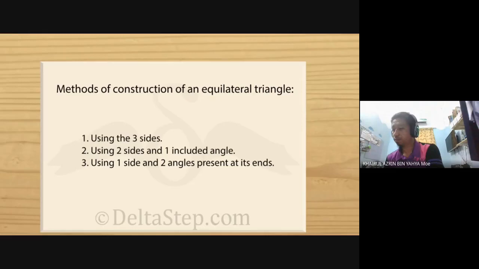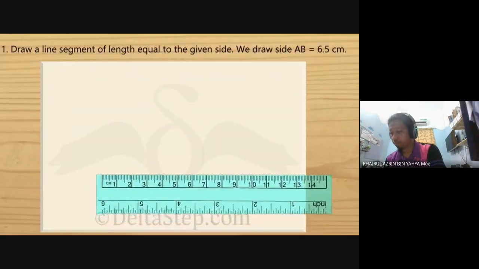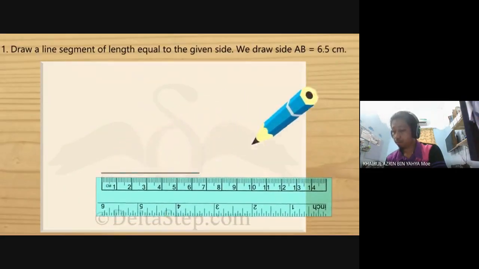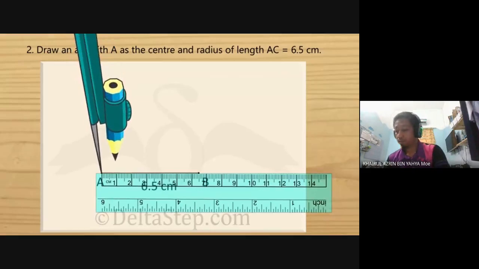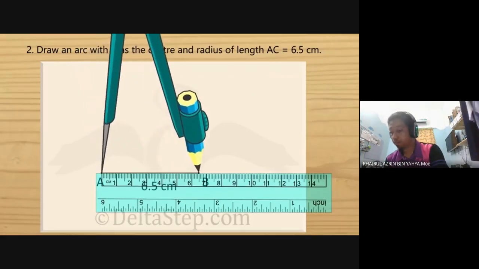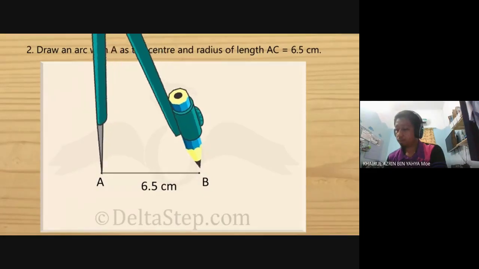So let us first try to construct the equilateral triangle with the method when the 3 sides are known. Now, all the 3 sides, that is AB, BC and CA, are equal to 6.5 centimeter. So first, we draw one side of the known length, that is AB equal to 6.5 centimeter. Now, with A as the center and taking a radius of length AC, which is 6.5 centimeter on the compass, we draw an arc.